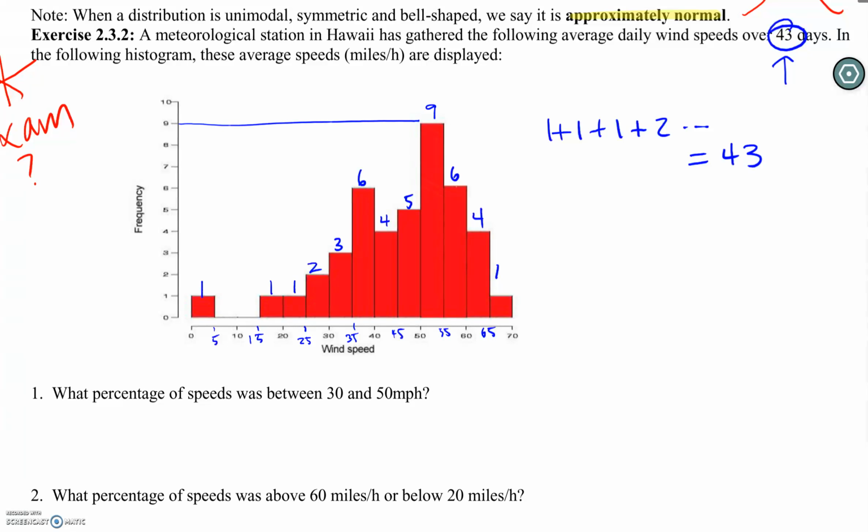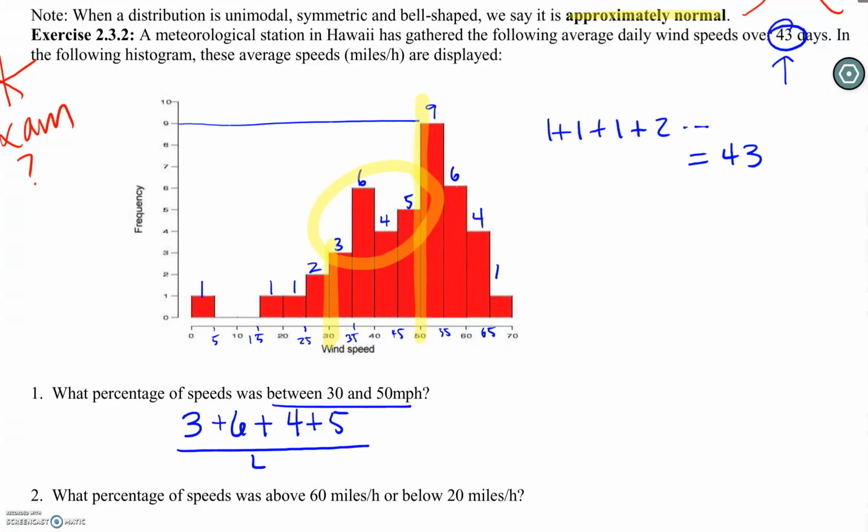The first question asks, what percent of speeds were between 30 and 50 miles an hour? So you should have come here and said, okay, here's 30. Here's 50. We are interested in everything in between 30 and 50, right? That's exactly what it's asking for. So the number of days, well, there were 3 between 30 and 35, 6 between 35 and 40, 4 between 40 and 45, and 5 between 45 and 50, out of all 43 days. And it's really nice that you're always going to be given that amount, so you can just bring it down. So this is it. We got 18 over 43. We type it in a calculator. We figure out what it is.